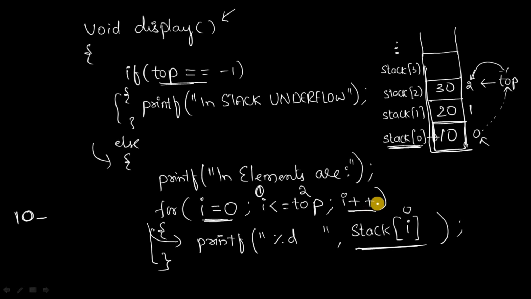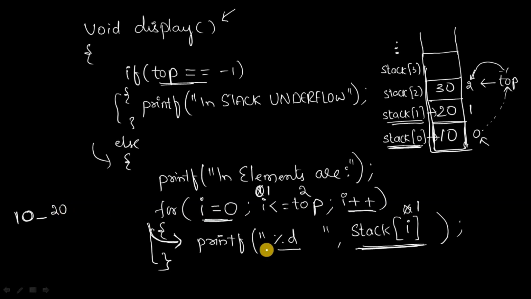Next one is i plus plus. So, i value becomes 1. Check the condition. i less than or equal to top, that is 2. Here also the condition is true. So, once again enter into the for loop. Now, I am printing stack of i. What is i value now? 1. So, what is stack of 1? Stack of 1 is this one, right, that is 20.